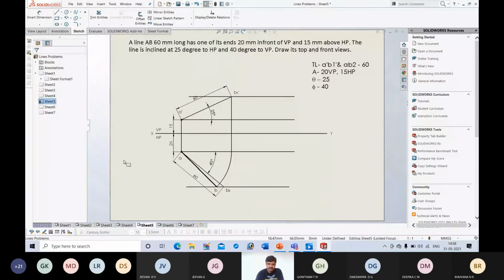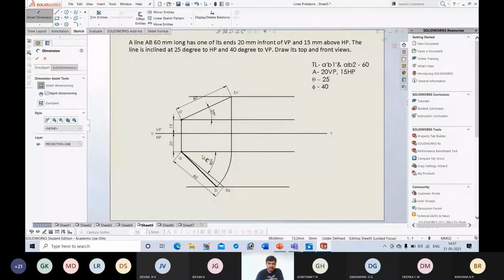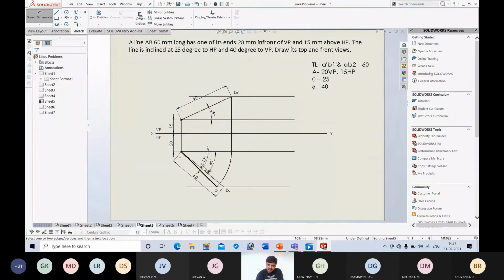Next, the angle of inclination with respect to this top view. So you have to measure with this line and this, 45.17. So this is the false inclination, that is beta. So the inclination of the top view is nothing but the false inclination, that is beta, 45 degree.